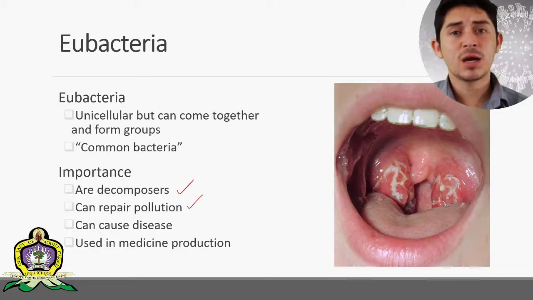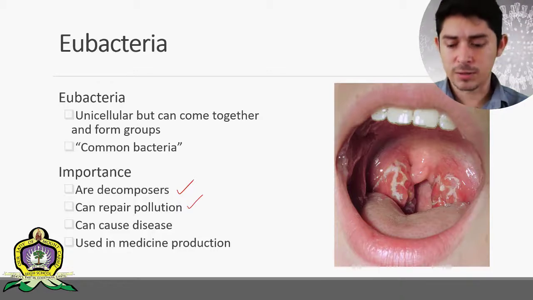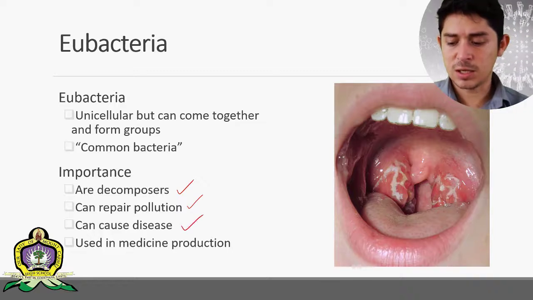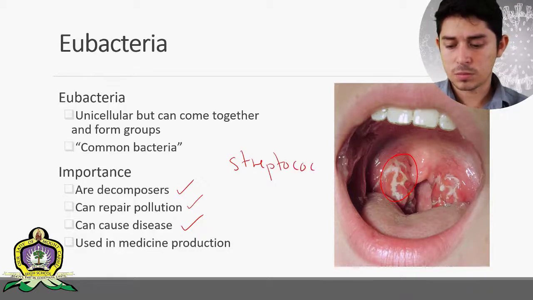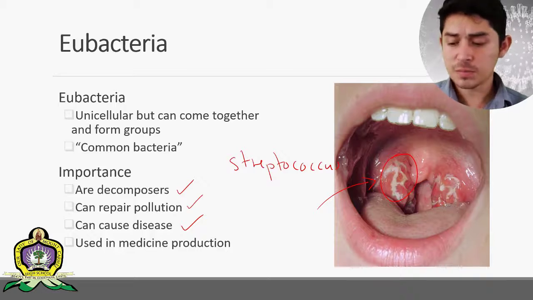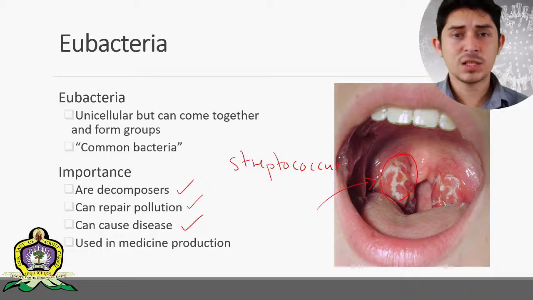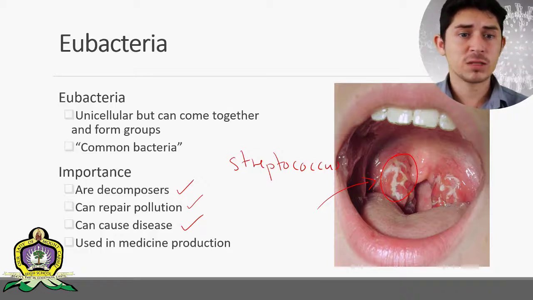Recently it has been discovered that certain bacteria are able to degrade plastic. Even if slowly, they're able to return the plastic back to the environment. Some can cause disease. In this example, we can see a type of bacteria known as Streptococcus living in this individual's throat, causing a huge infection of the tonsils. It must be very painful, and some bacteria can cause disease, but the majority are beneficial for humans.